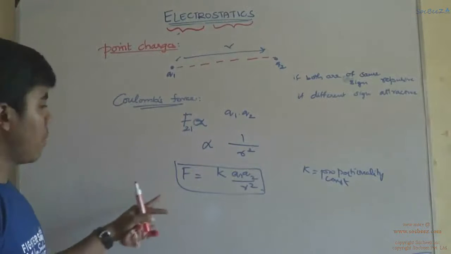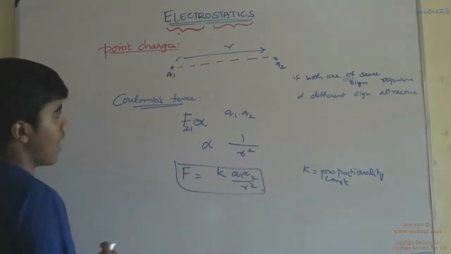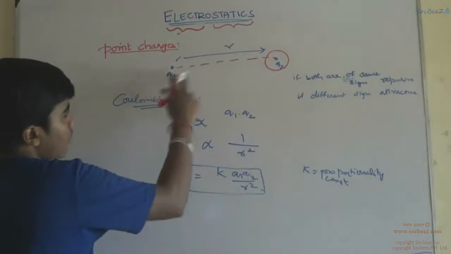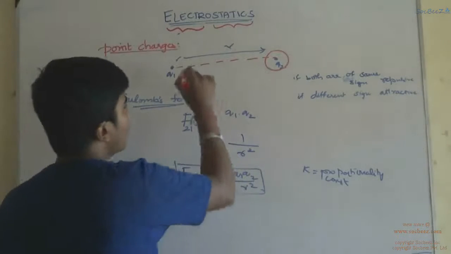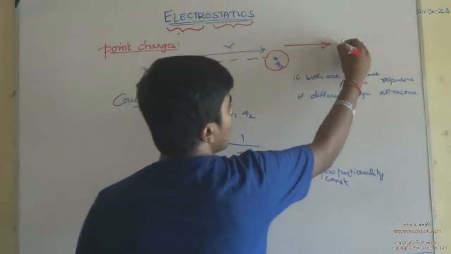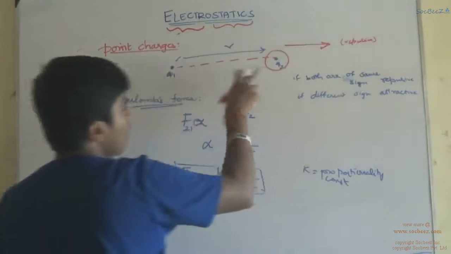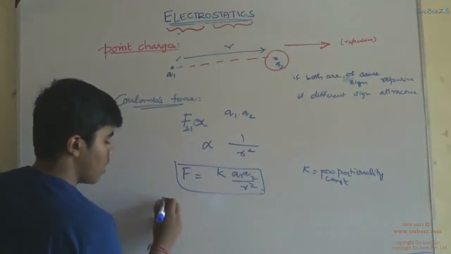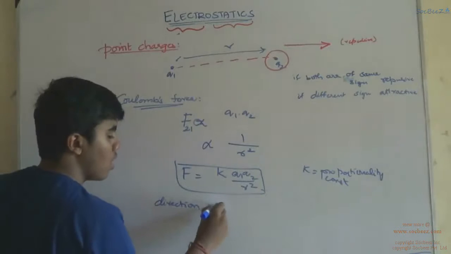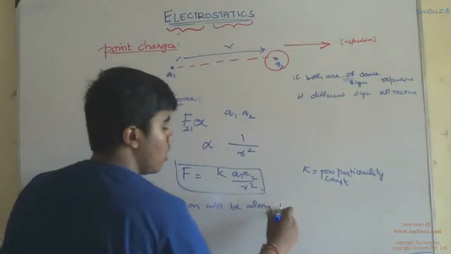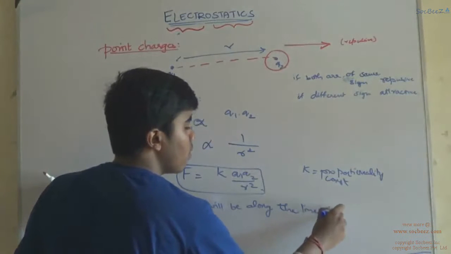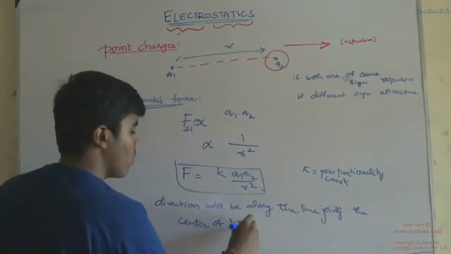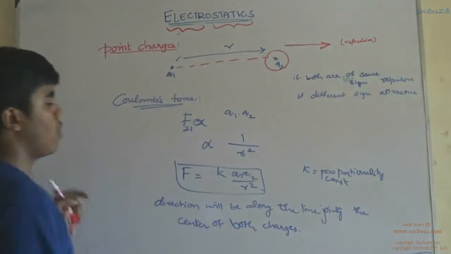Now we know that force is a vector quantity, but we have given the magnitude of the force here. What will be its direction? Now when we are considering the force on Q2, we see that if Q1 and Q2 are both positive, then the force is repulsive. So the direction is this way, outwards along the line joining the center of both the charges.